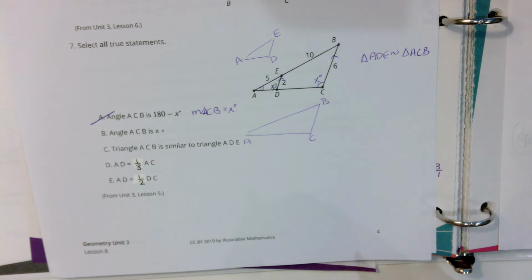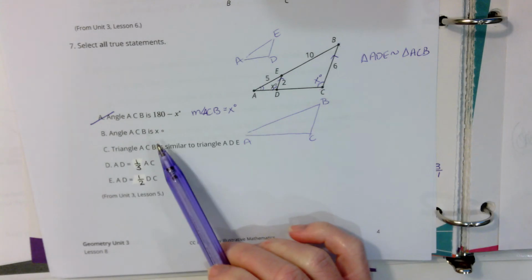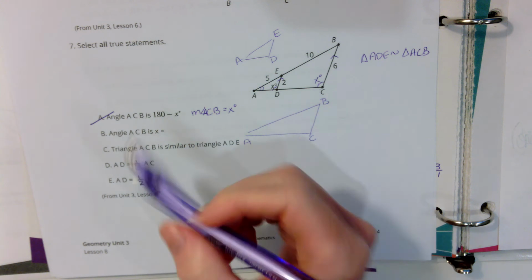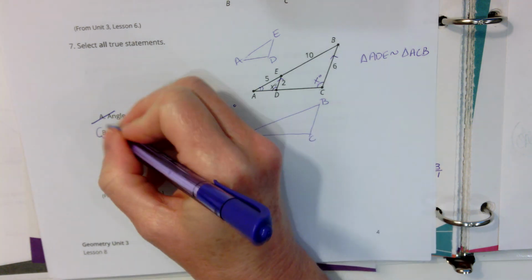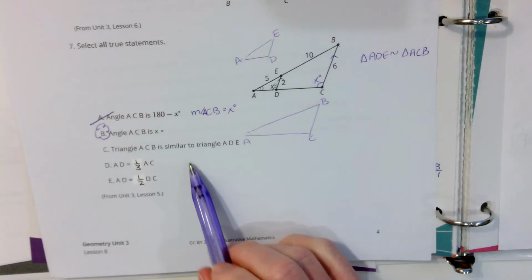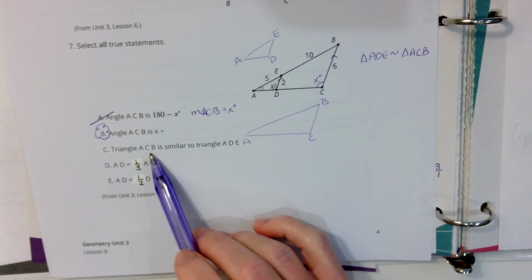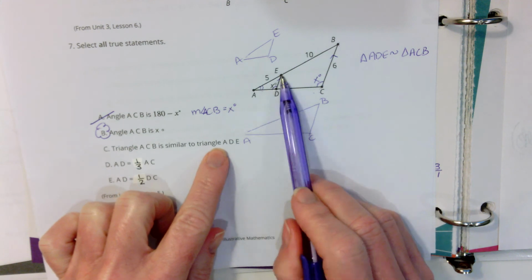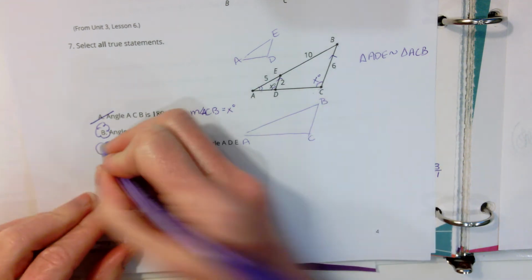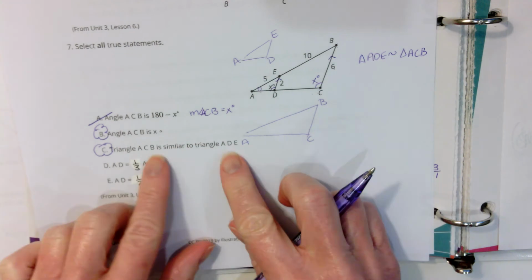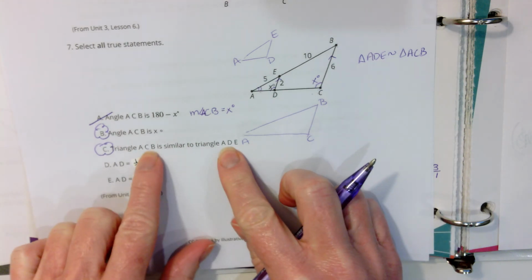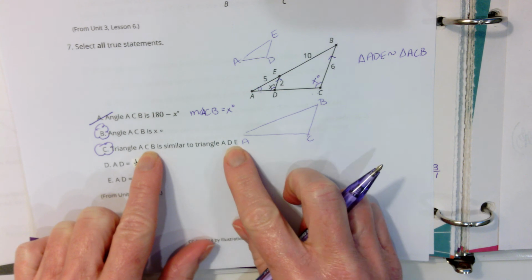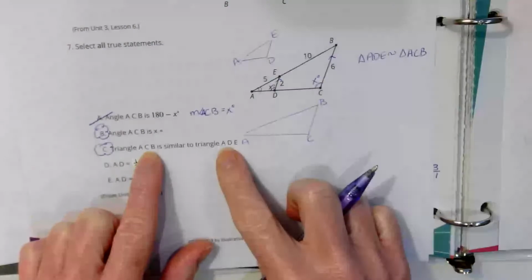So let's take a look at B. It says the measure of angle ACB is x degrees. Yes, I just did that, so I know that that one is true, and the other one is false. Triangle ACB is similar to ADE. So this is true. Be careful when you look at it that the corresponding angles are in the same location. If they switch these letters to AED, I would now have a false statement.